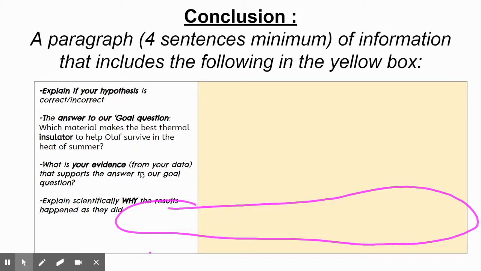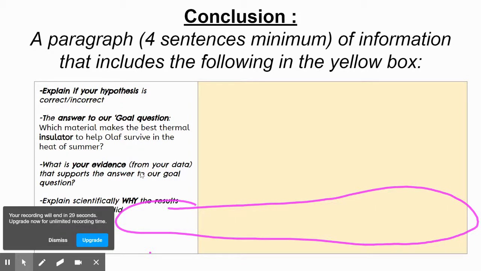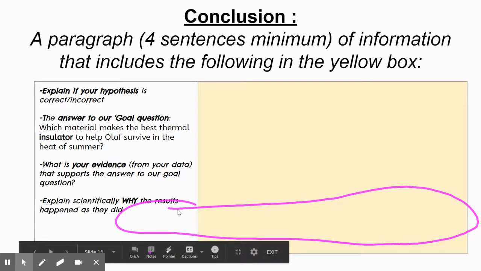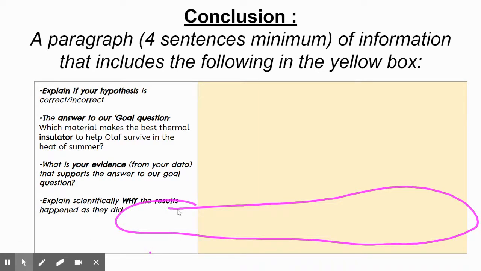So use the data. Prove to me that it didn't allow the temperature to drop tremendously. And lastly, explain scientifically why the results happened the way they did. So think about what that substance is made of and maybe what makes it a good insulator. All right.